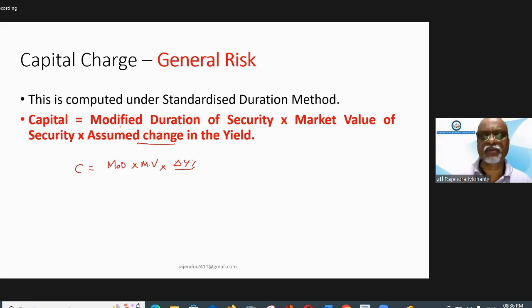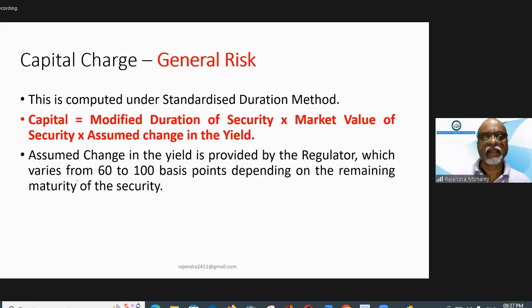So basically, we have to find out the modified duration and the market value. Then we apply the assumed change in yield, which RBI gives from time to time. If you multiply these, then we can calculate the capital for the general market risk.